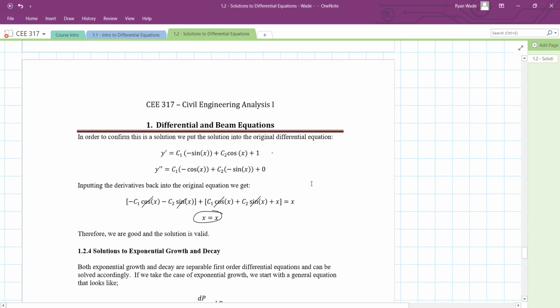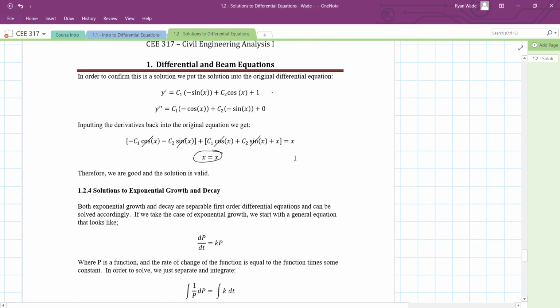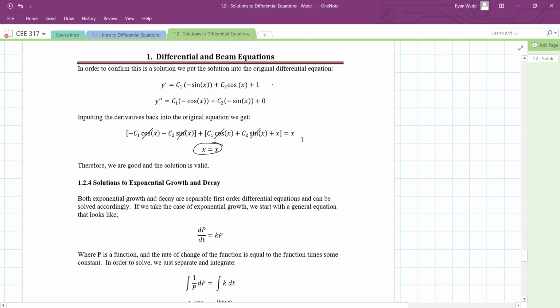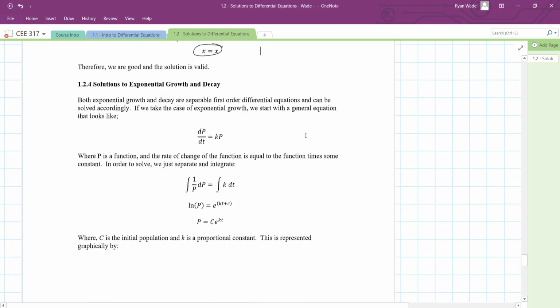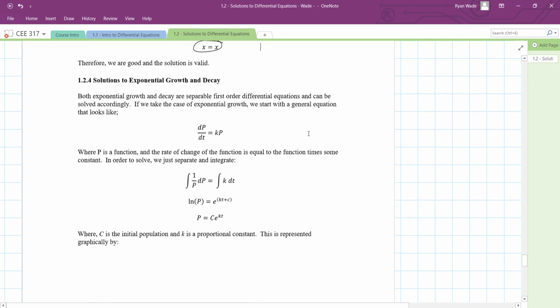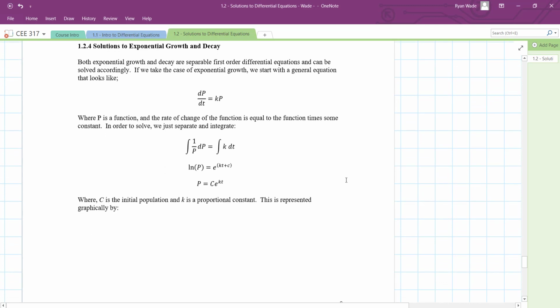We're going to go over how this works with civil engineering later, but right now we're just going to carry on with exponential growth and decay. The nice part about exponential growth and decay, and maybe this should have been put into a different section when we were talking about separable equations, but I just left it here, is that they are separable equations.